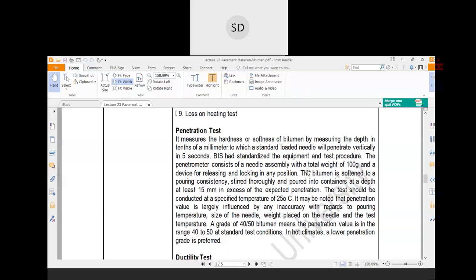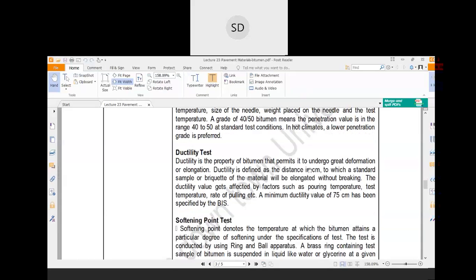So another test is the ductility test. Now, in the ductility test, what happens? One briquette mold would be there. This mold would be shaped something like that, and here one breaking point would be there, and it would continue like that. Basically, this total mold would be in different fractions, part by part, and you have to add up all these parts.